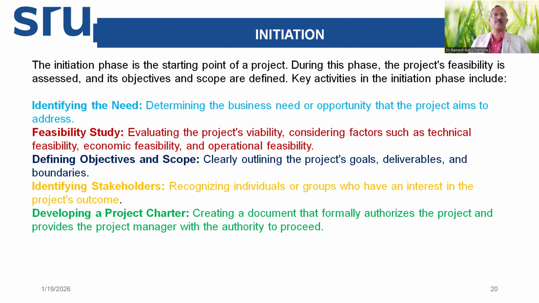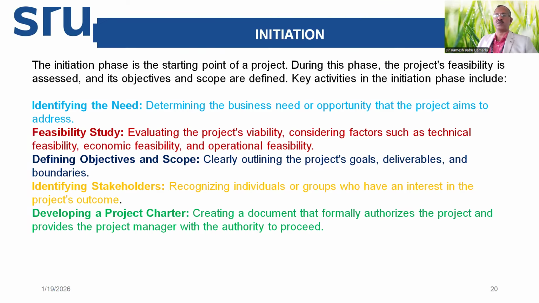In the initiation phase, the project feasibility is assessed. Objectives and scope are defined. The key activities in this phase include, the first one, identifying the need. Why does this project need to be taken? Need and opportunity are addressed. The feasibility study. In this, we evaluate the project's financial viability. We consider factors like technical feasibility, economic feasibility, and operational feasibility. And definition of objectives and scope is done.